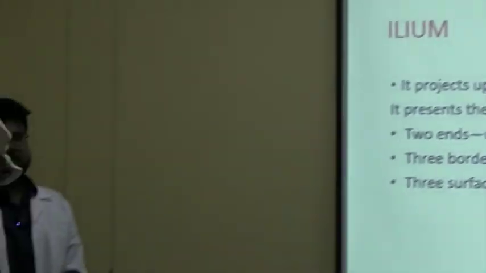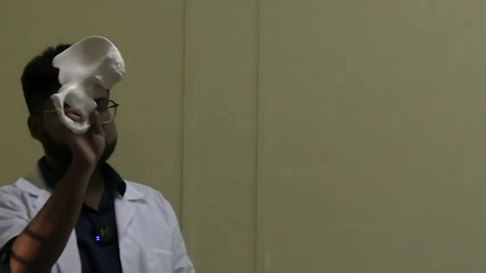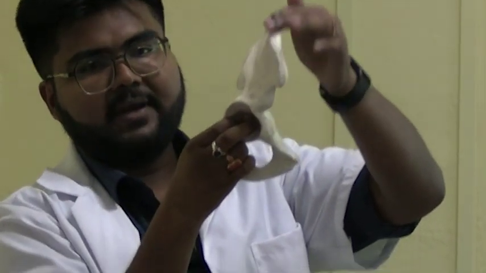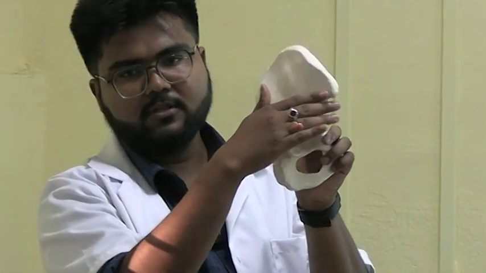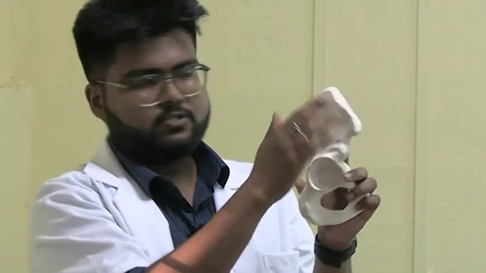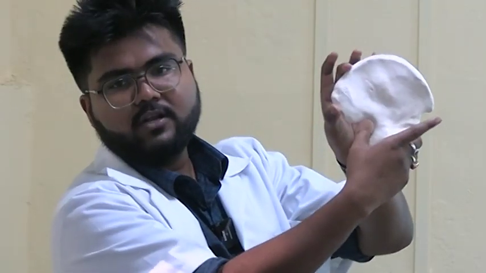So see, in the ilium there are two ends. One is the upper end, another is the lower end. This upper end is also called iliac crest. This upper end is also divided into two parts. Here this part is called ventral segment because this is at the front, so it is called ventral. This is the ventral surface, and posteriorly it is called dorsal surface.